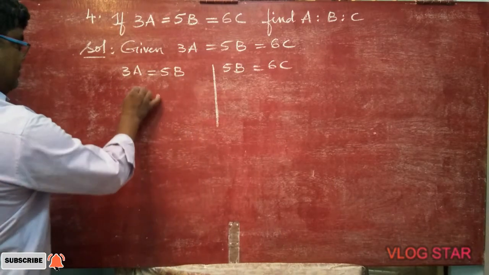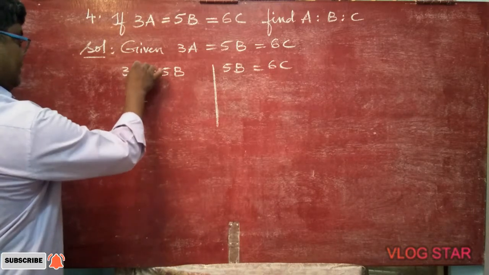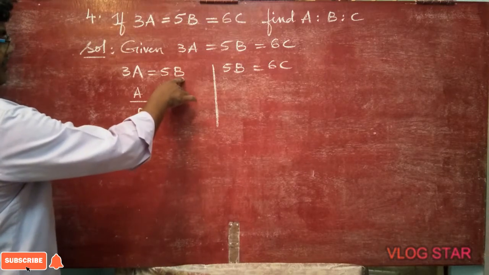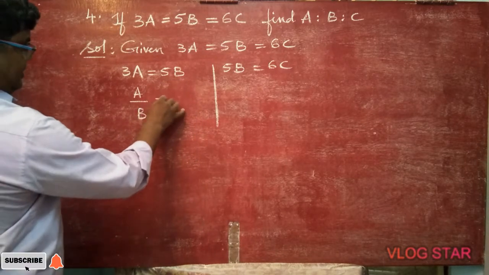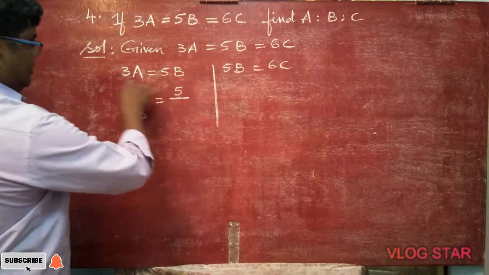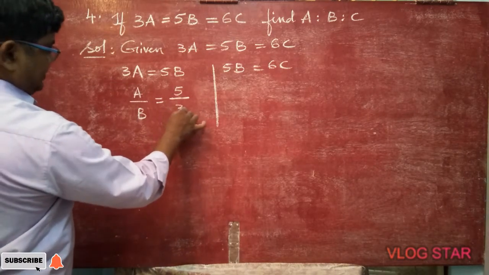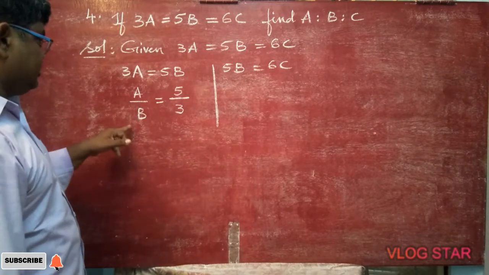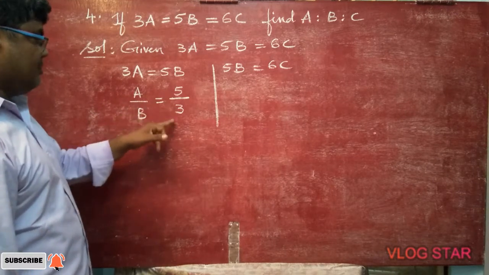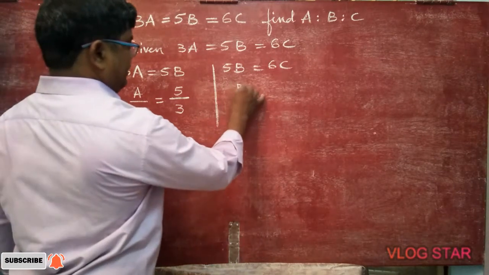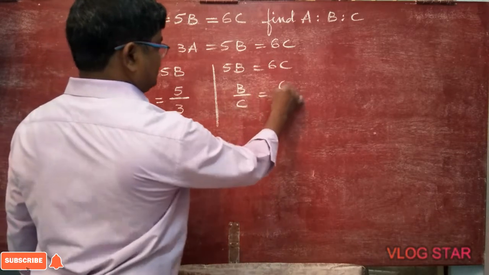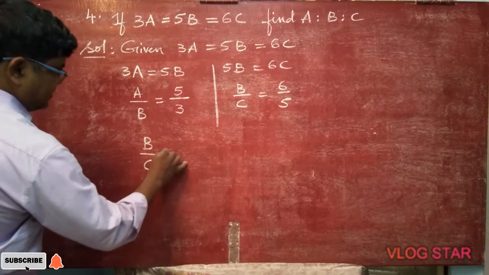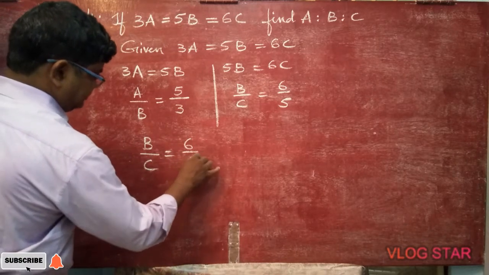A by B. A you write here only and bring B this side. When it comes from 5B, meaning 5 into B, multiplication comes to division. Here 5 as it is, 3. Again once cross check whether you wrote correct or not. So we got the ratio now. A by B is equal to 5 by 3. Coming to here, B by C is equal to 6 by 5. Now bring this B by C here. B by C is equal to 6 by 5.